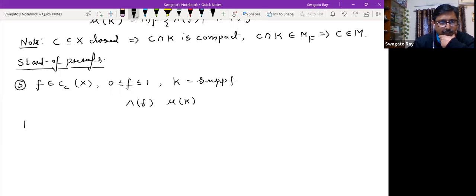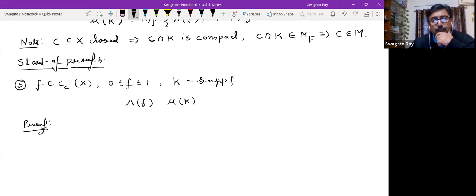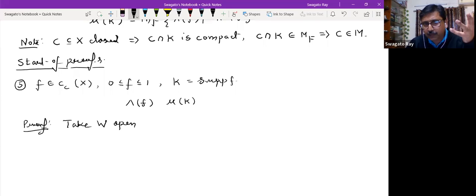Okay, to see the connection, let's start. Now, K is a compact set. So take any W open. As I said, μK makes sense. That means I know the definition of μK. What is the definition of μK? Can anybody quickly tell me? What is the definition of μK? Lambda f where K is less than f. Definition of μK? Yes, the infimum of λf where K is less than f.